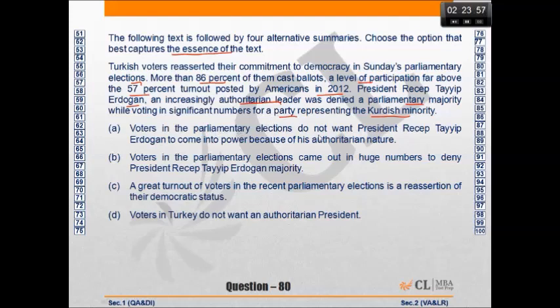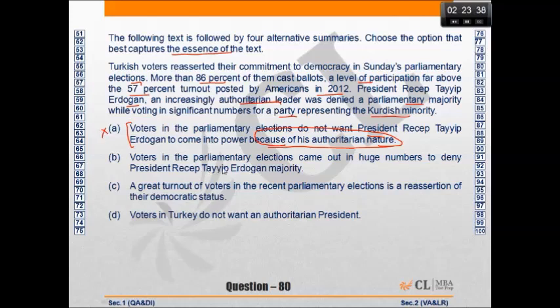Voters in the parliamentary election do not want the president to come into power because of his authority. No, we cannot infer this, or rather it could be inferred, but it is not the essence of the text. It is not because of his authoritarian nature, we don't know. So I will not be very keen to go with A. I think it is unnecessarily bringing in a new component.